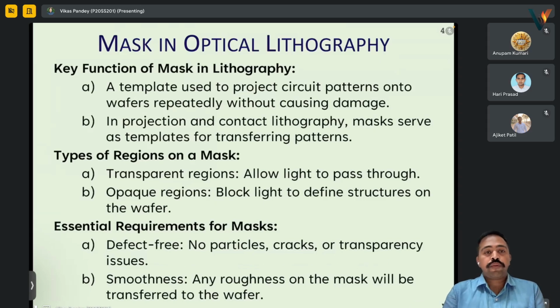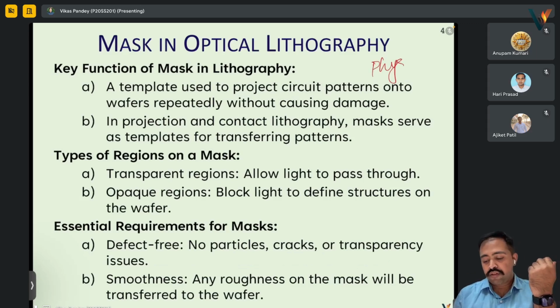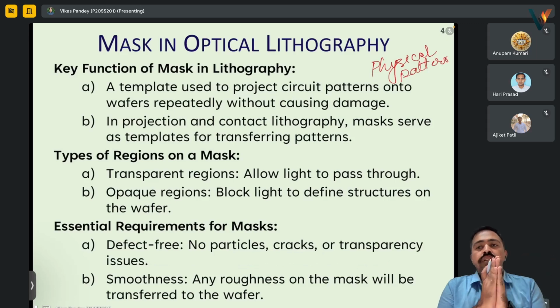We were discussing the mask a lot in the case of optical lithography, whether it was proximity, contact, or projection lithography. In all these cases, we were talking about the mask. And I was saying that the mask is the physical form of the pattern we want. In case of projection lithography, we can scale it up or down.